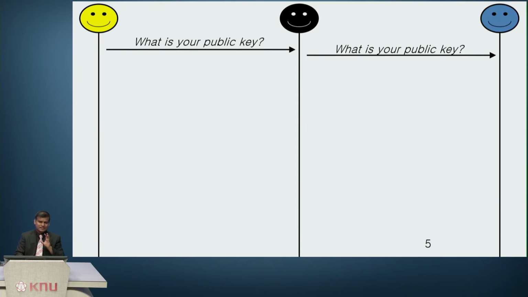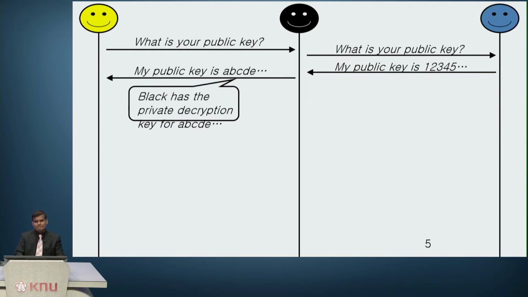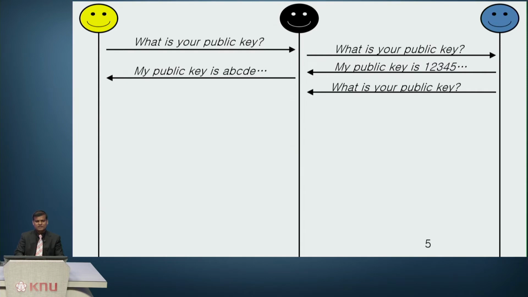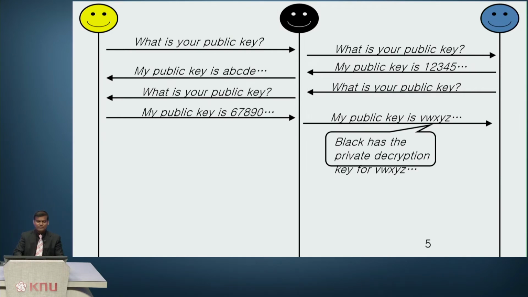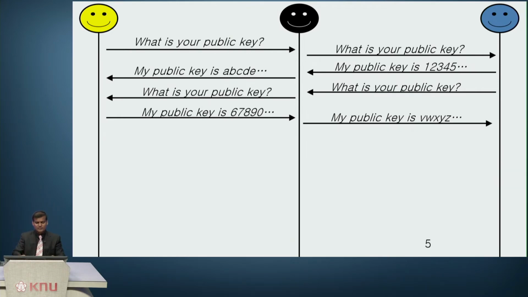which means that the black guy already has this message, and the message sent back from blue to yellow, but the man in the middle receives this public key and he sends back his own encrypted key. The same thing happens again. So public keys are sent and received back and forth, but the man in the middle is already watching the whole scenario. He is receiving all the keys.